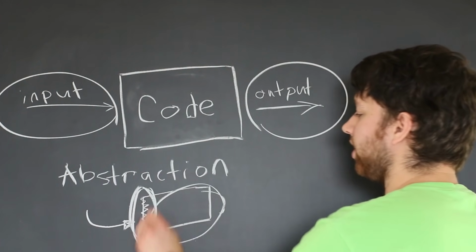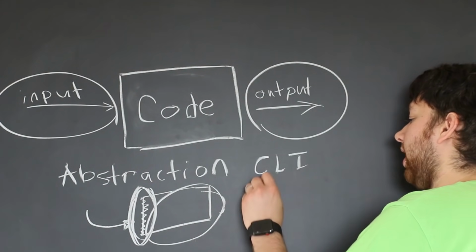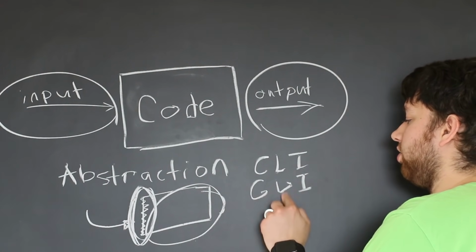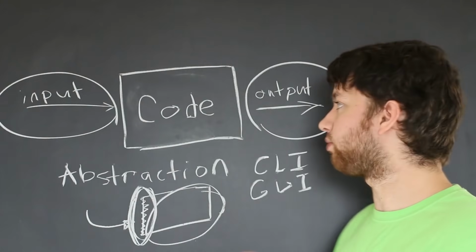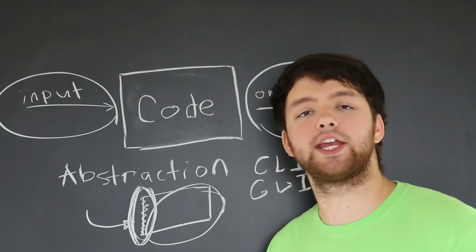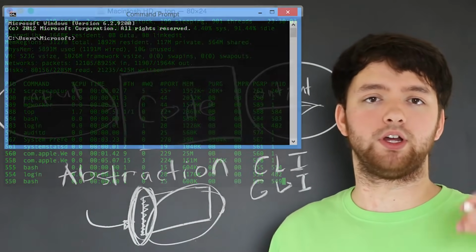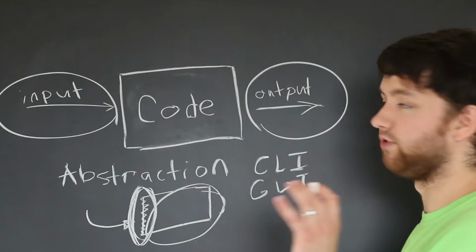There are two primary types of interfaces: a command line interface and a graphical user interface, CLI or GUI. If you create a CLI, it allows the user to interact with your code using commands. So if you have a Mac and you open up the terminal, or if you have a Windows PC and you open up the command prompt, this is an example of using commands.